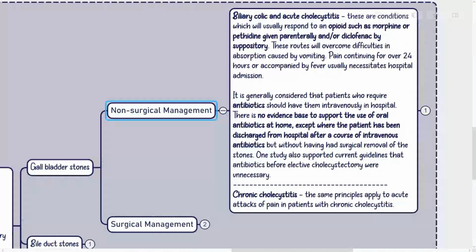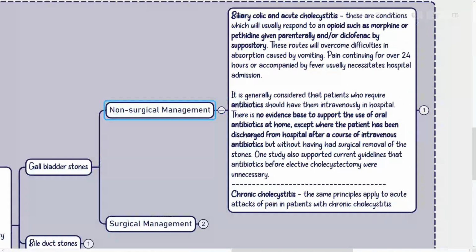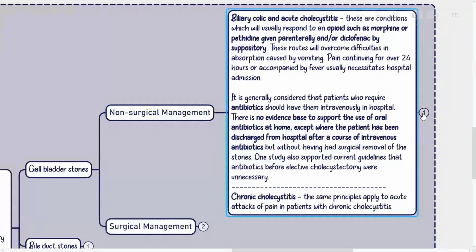Gallbladder stones non-surgical management. Biliary colic and acute cholecystitis. These are conditions which will usually respond to an opioid such as morphine or pethidine given parenterally and/or diclofenac by suppository. These routes will overcome difficulties in absorption caused by vomiting.